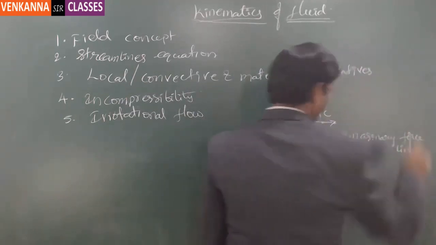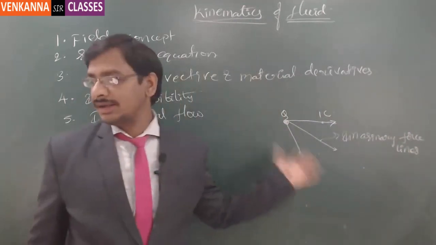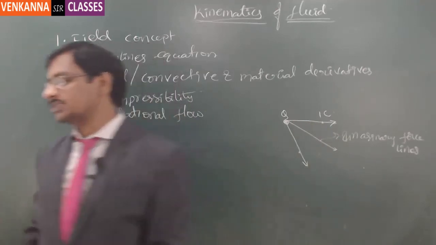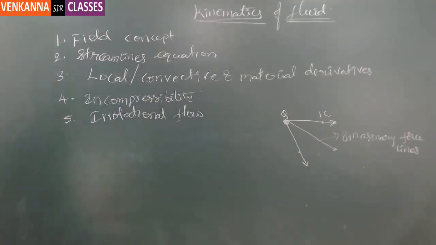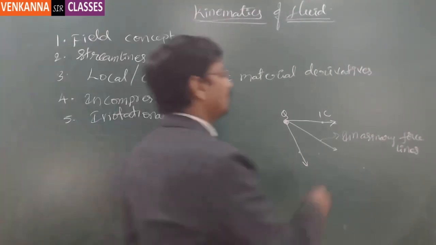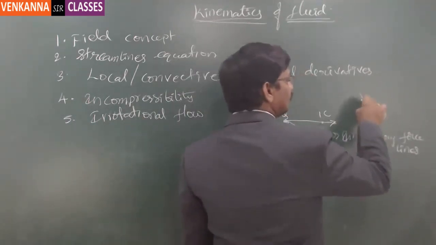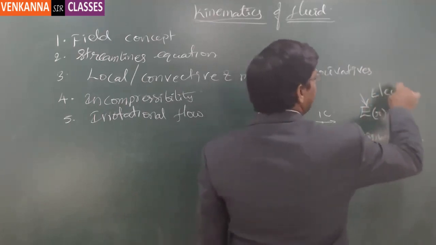Imaginary force lines means these lines are not really drawn there. If you keep a charge, it will move in this direction. That is the assumption there. Got it? Understood or not? So all these lines together, if you represent them with an equation called E of r, then this equation we call the electric field.